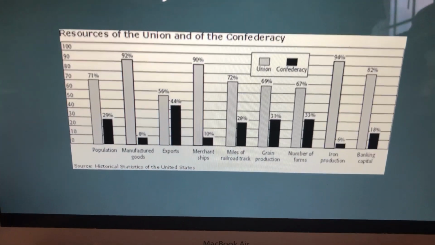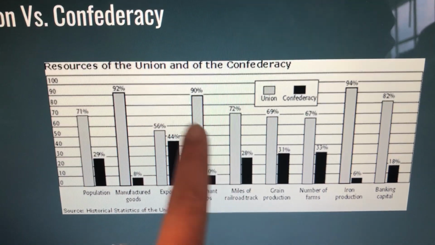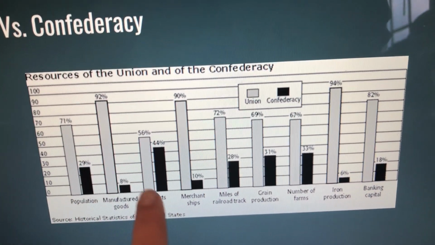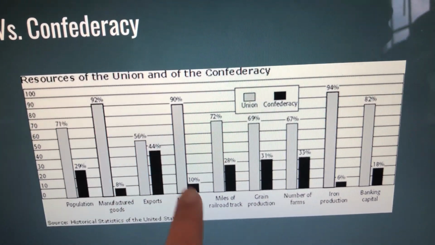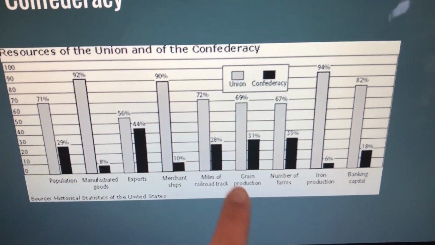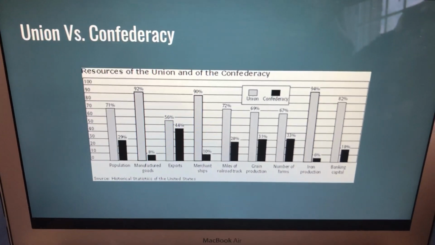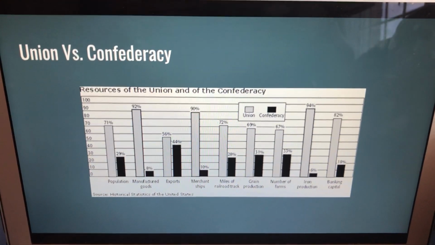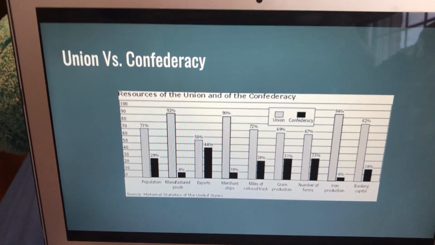And this is just a chart of the resources that the Union and the Confederacy had access to. And you can obviously see that population was much higher for the Union. Manufactured goods was much higher. Exports was almost pretty equal, but still more for the Union. Merchant ships was way more for the Union. Miles of railroad tracks was way more. Grain production, number of farms, iron production, and banking capital. So pretty much on every level, the Union was just more together. They had more things, more resources, more people, everything like that.